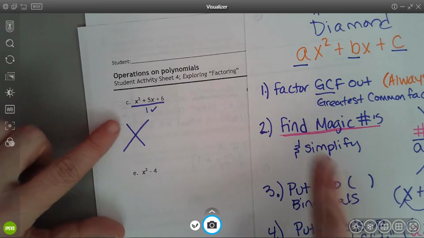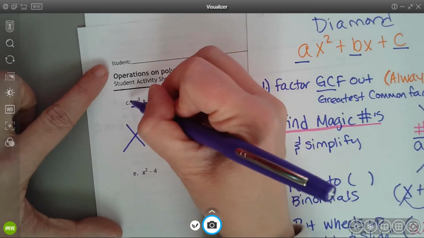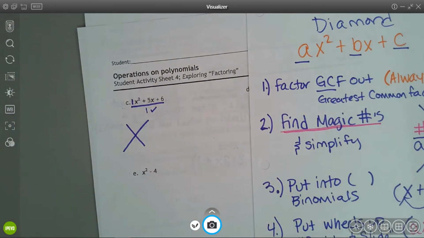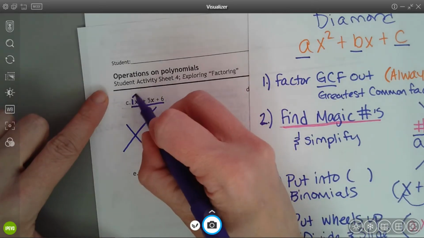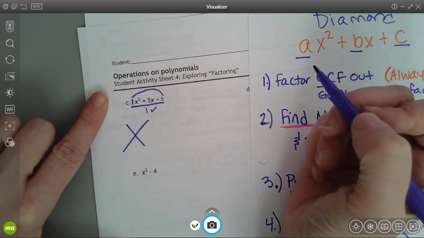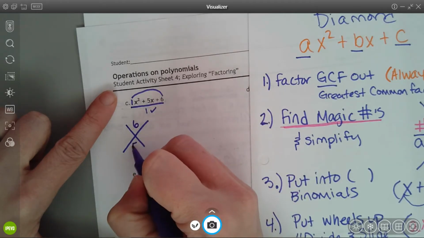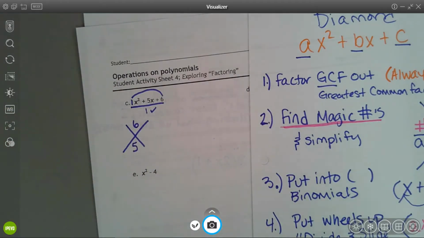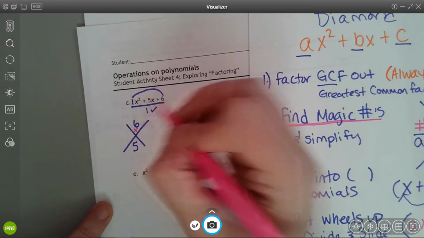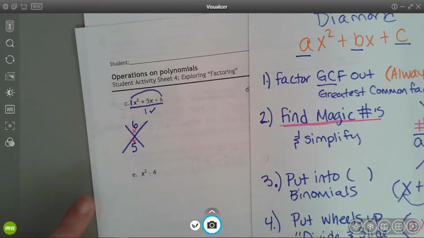Okay, and I told you guys to multiply our outside numbers. Again, Beyonce, if it's single, then you got to put a 1 with it. 1 times C. So 1 times 6 is 6. Drop down my B. I'm going to drop the 5 down. Okay, I am looking for two numbers that can multiply to make 6, but add to 5.